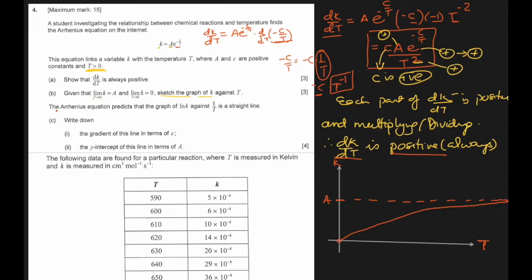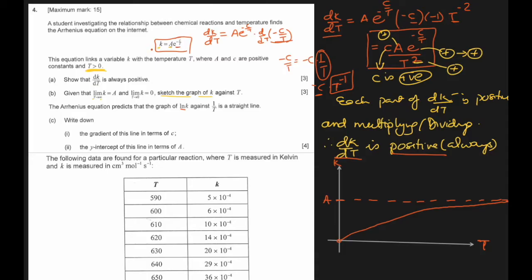Okay. The Arrhenius equation predicts that the graph of ln k against 1 over t is a straight line. Write down the gradient of this line in terms of c. So our equation was this. What is it? Yeah, this is the one.